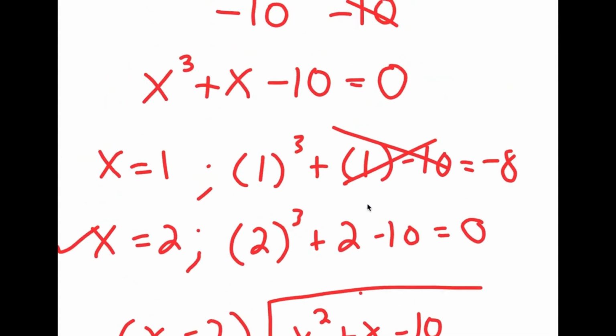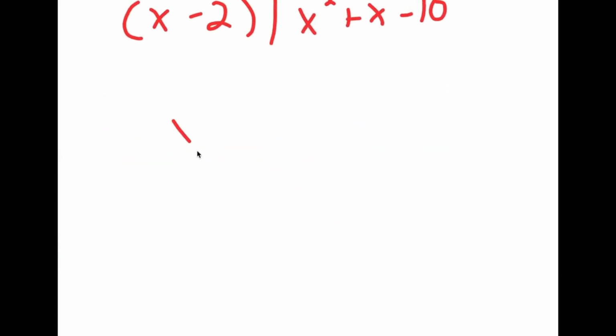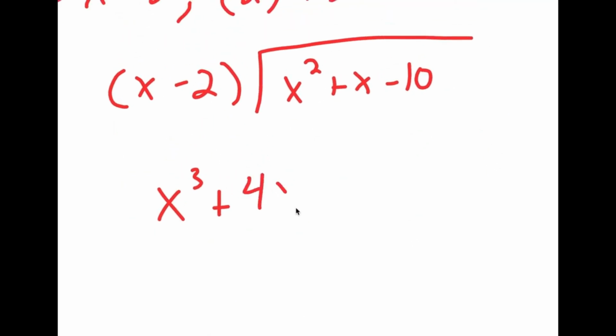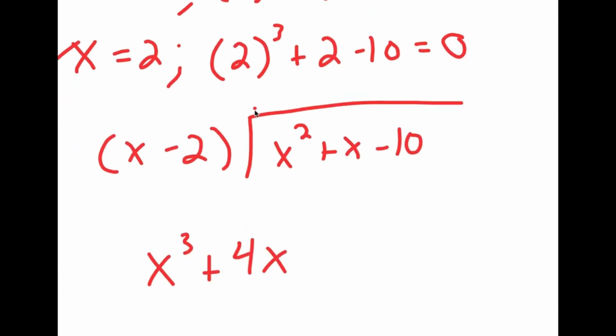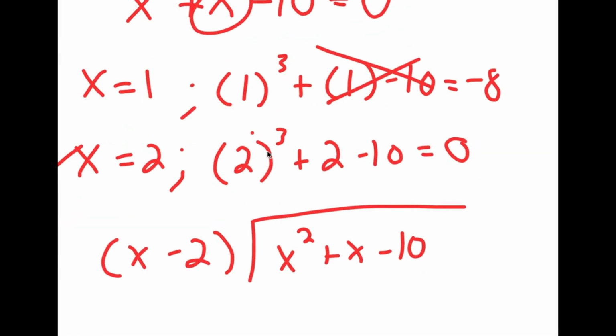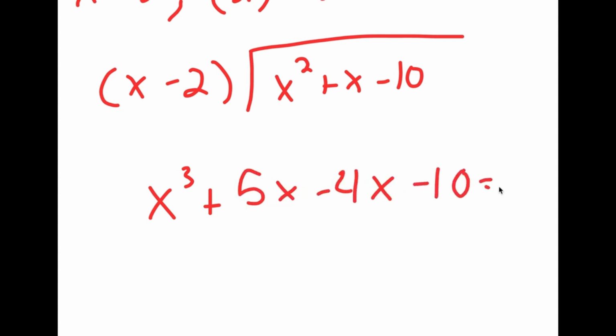However, what we can also do is rewrite x to the power of 3 plus x minus 10 as, well, what's 2 squared? 2 squared is 4, so I get plus 4x. And then because we have plus 4x, what is 4x plus what is equal to x? Well, 4x minus 3x, or we could also do 5x minus 4x. So we get x to the power of 3 plus 5x minus 4x minus 10 is equal to 0.